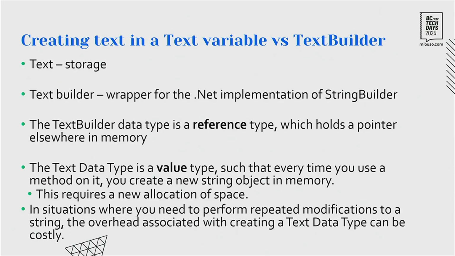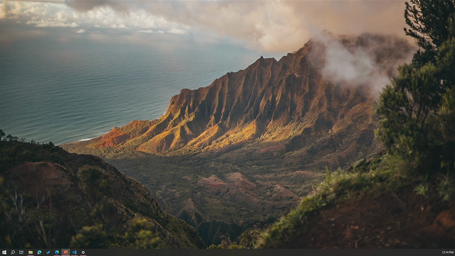But if you use text builder, since it is by reference and has a pointer to the memory, you just extend the memory by itself, and it doesn't cost too much to add multiple texts into the same variable. So how does that look? Let's first check the example. The example is pretty simple.